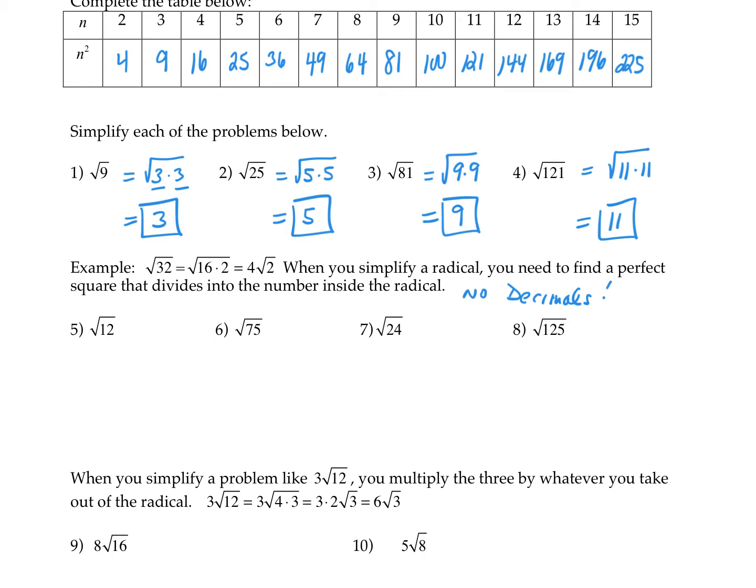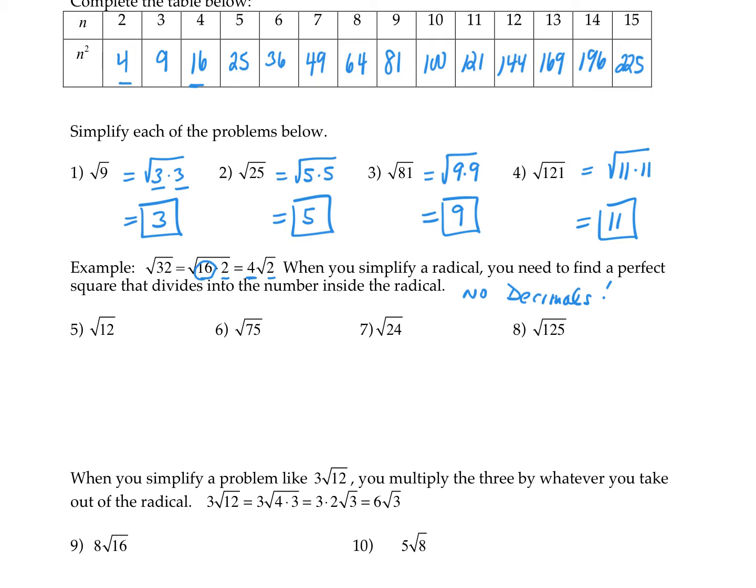So for example, I gave you the square root of 32. While it's divisible by 4, we want to go for the greatest perfect square that divides into it, which happens to be 16. 16 times 2 is 32, but the square root of 16 gives us this 4 out in front. That 2 is left over inside the radical. So that's why I say we have a number in front, and then we have a number inside the radical.